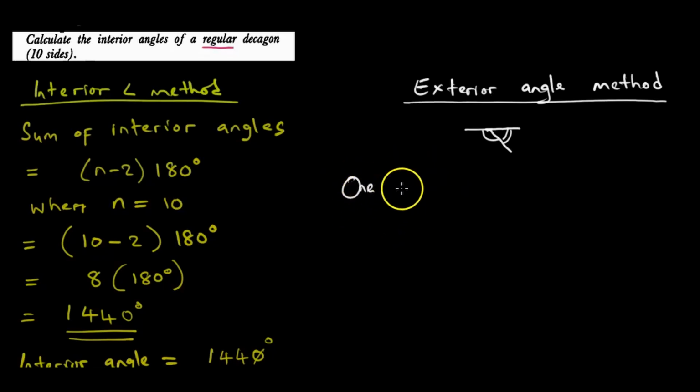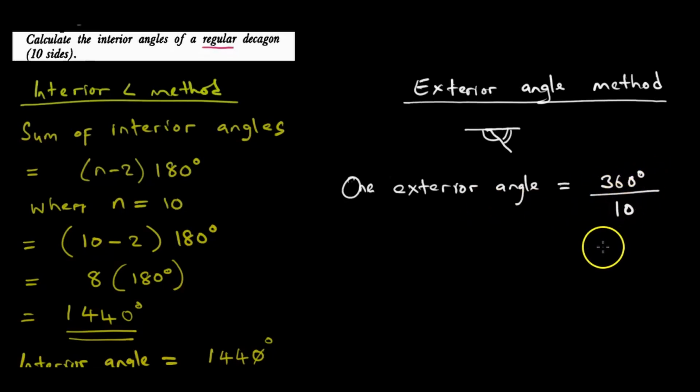one exterior angle is equal to, if we add all the exterior angles they give 360 degrees, but we have 10 exterior angles. You see? And we are able to do this because our shape is regular. If a shape is regular, it means my interior angles are equal, and likewise my exterior angles are equal.